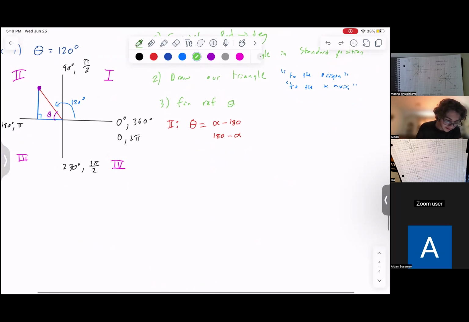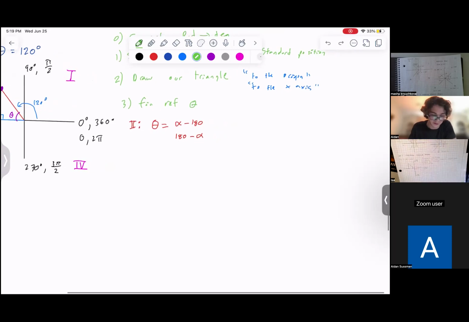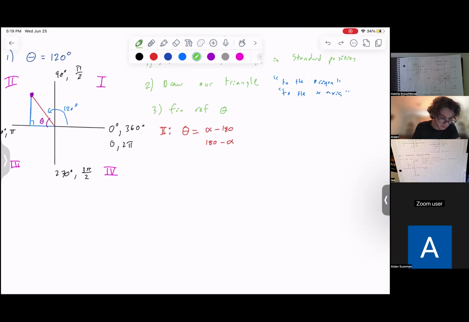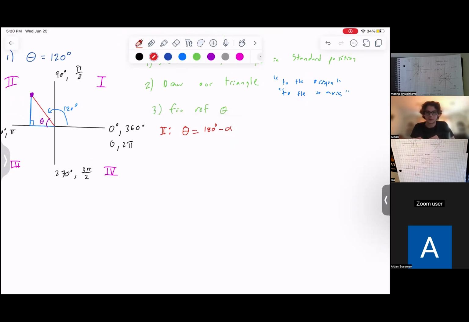Why? Well, because we want to take this big chunk, the green chunk, which is 180, and get rid of the blue chunk. And if we do that, we're left with the purple chunk. Does that make sense? Yeah. So can you repeat that with me? When we are in quadrant 2, it's going to be 180 degrees minus our given angle. Minus the given angle. Perfect.